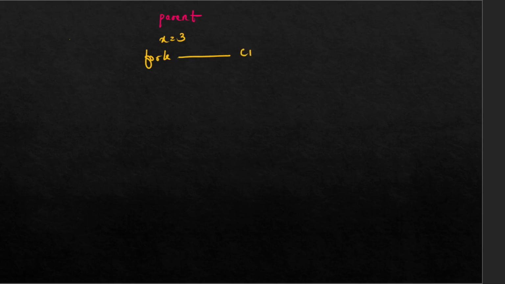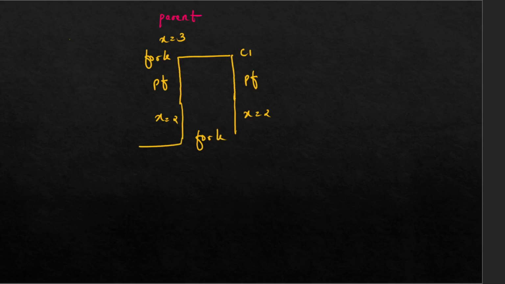After that, a parent call as well. So from here also, a parent call. Okay. Then we will have x equals to 2. And here also x equals to 2. And here we will have a fork call. After that, a child call. Again, a child call for this.